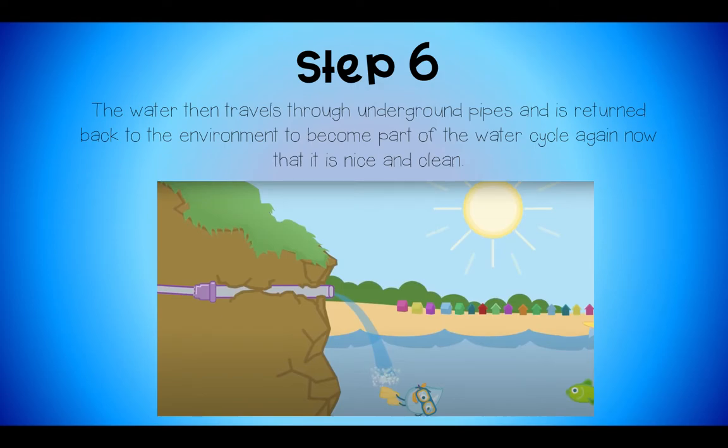Step 6. The water then travels through underground pipes and is actually returned back into the environment, usually into the ocean, so that it can become part of the water cycle again now that it is nice and clean. So this water can then be evaporated, condensation can occur, precipitation, and then it might flow back into our dams for us to reuse again.